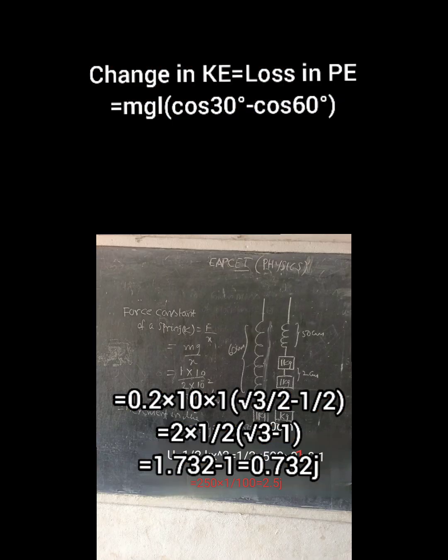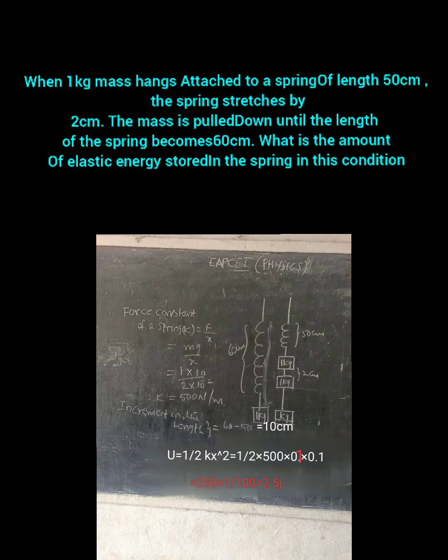We know that F equals K into X. Therefore, K equals F by X. Therefore, K equals M into G by X. Therefore, K equals 1 into 10 by 2 into 10 power minus 2. Therefore, K equals 500 N per meter. Increase in length equals 60 minus 50 equals 10 centimeters equals 0.1 meters.